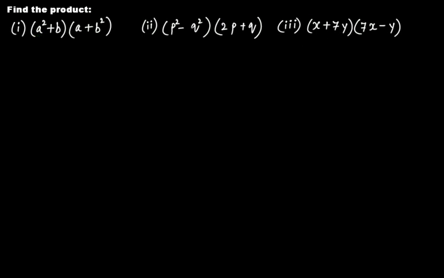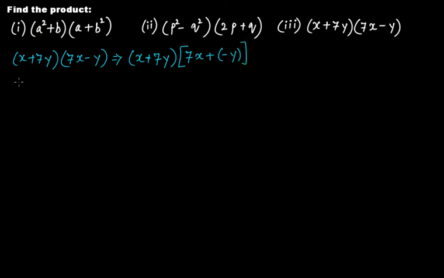Now let's solve for this third one. Third one is x plus 7y multiplied by 7x minus y. Let's rewrite it as x plus 7y and 7x plus within the bracket minus y. So this is x multiplied by 7x plus minus y, then this plus sign, plus this 7y, then you have 7x plus minus y.